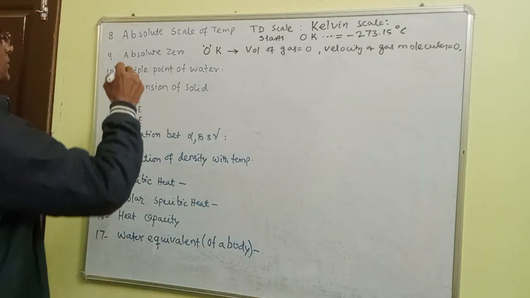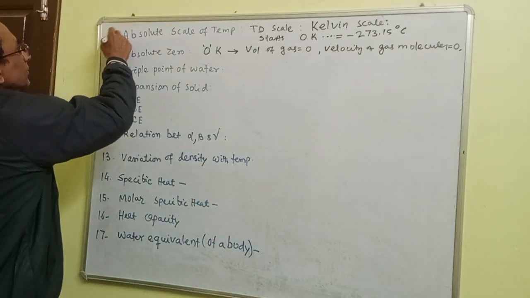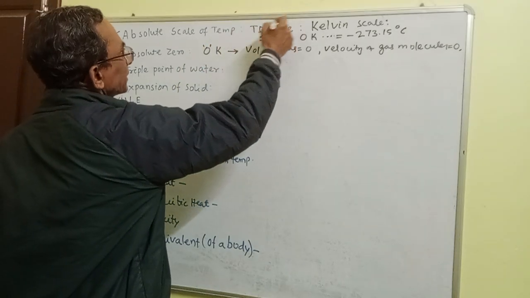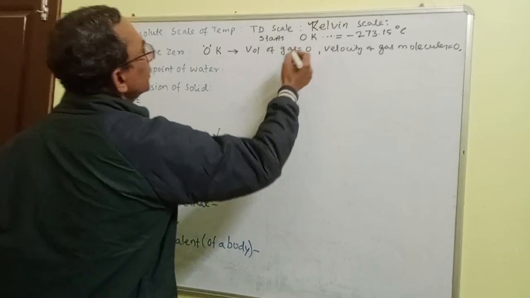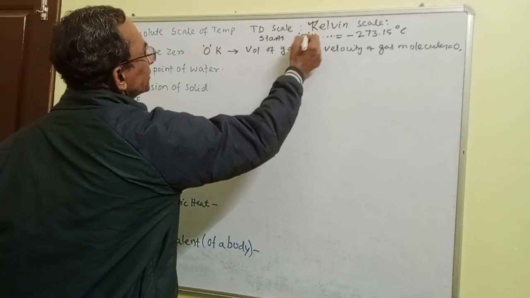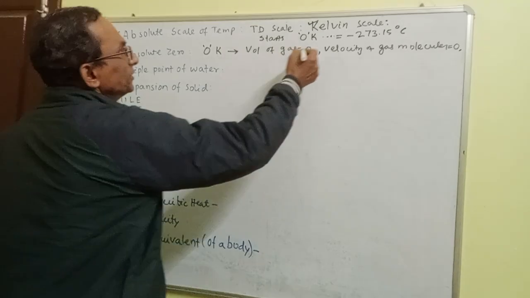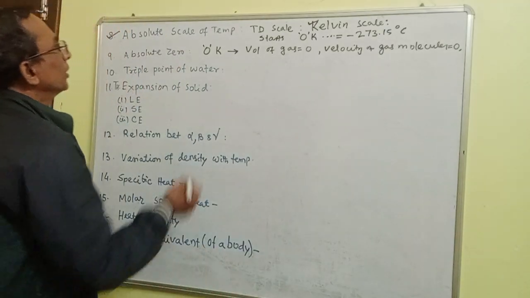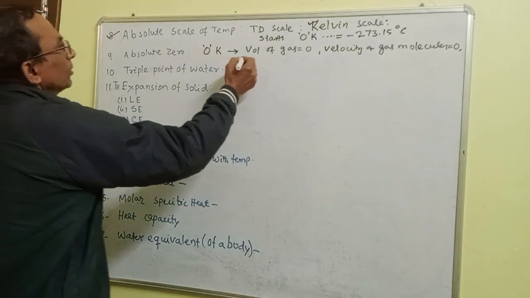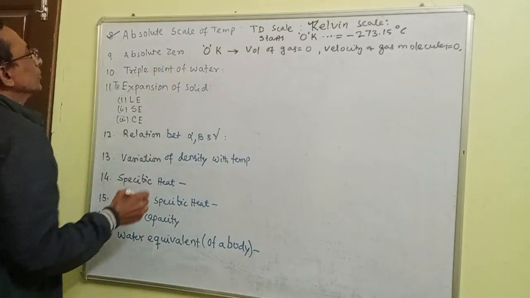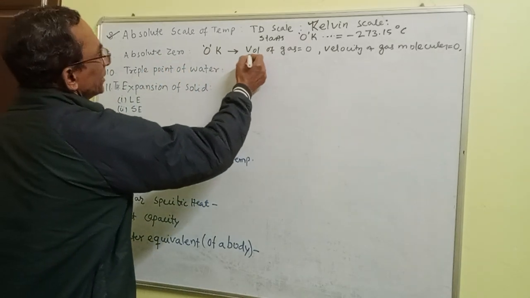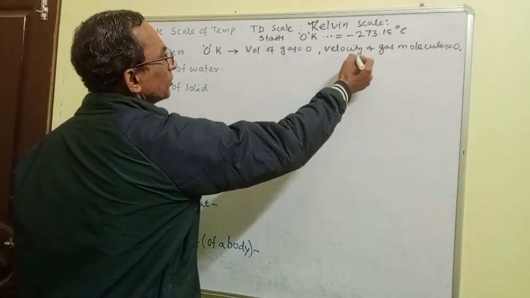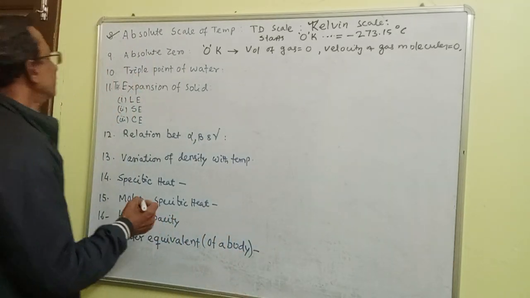So this temperature is called the absolute scale of temperature or thermodynamic scale of temperature or Kelvin scale. It starts from 0 Kelvin. 0 Kelvin is equivalent to minus 273.15 degree Celsius. This 0 Kelvin is called absolute zero, and at this temperature the volume of gas becomes 0, the motion of gas becomes zero, and the velocity of gas becomes zero.